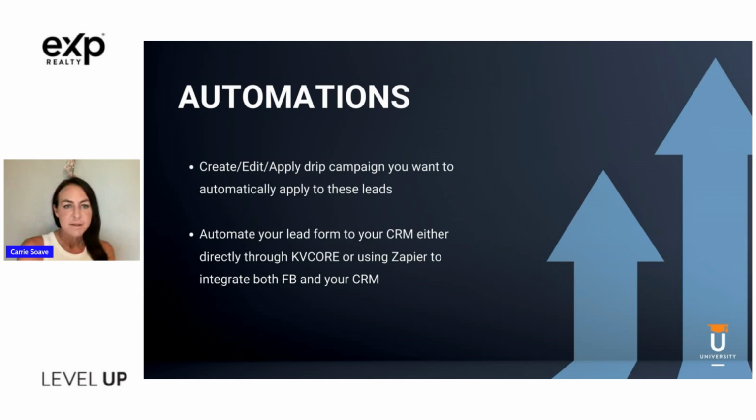And the last step to this process is to automate it. So I'm big on automating everything, my whole life, my whole business. So first thing you need to do is you need to create or edit an already existing drip campaign in KV Core. I'm going to use KV Core because we're all with EXP here. KV Core is amazing. It's our CRM. So I'm going to show you how to automate your lead form right into your KV Core. And let's do this now.